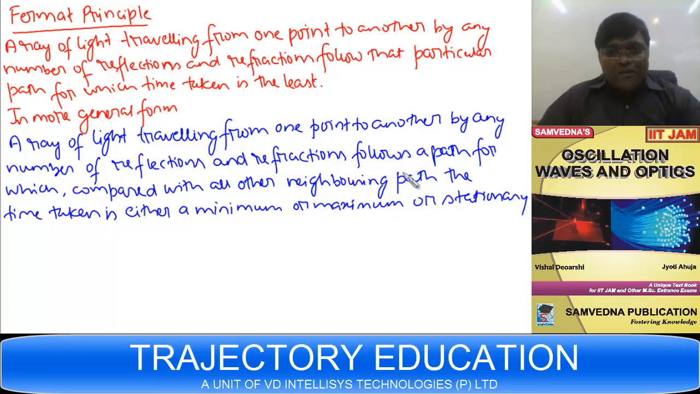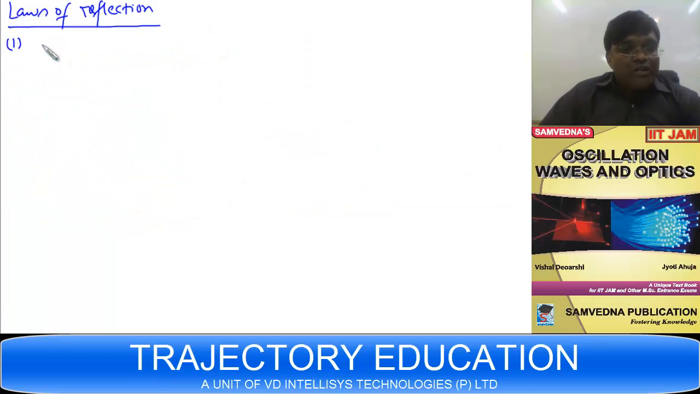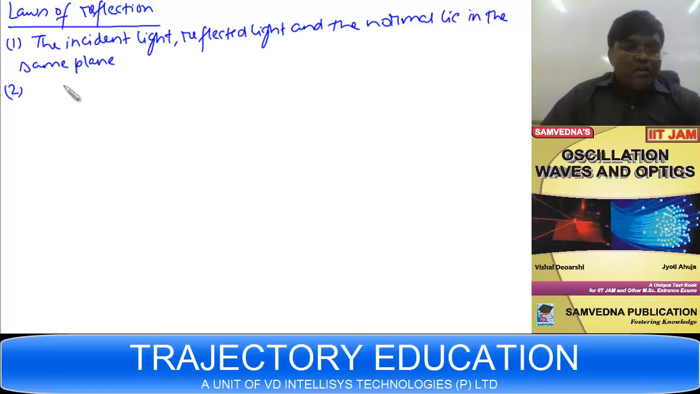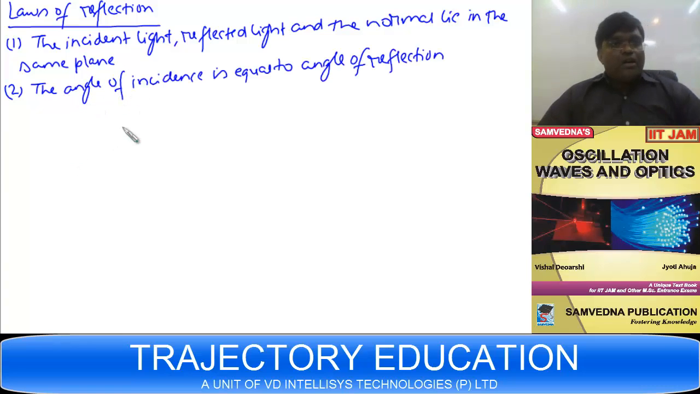So let's first prove the law of reflection using Fermat Principle. We have two laws of reflection. One is the incident light, normal and reflected light lie in the same plane. The second is the angle of incidence is equal to the angle of reflection. Now you can derive these two laws from the Fermat Principle itself.